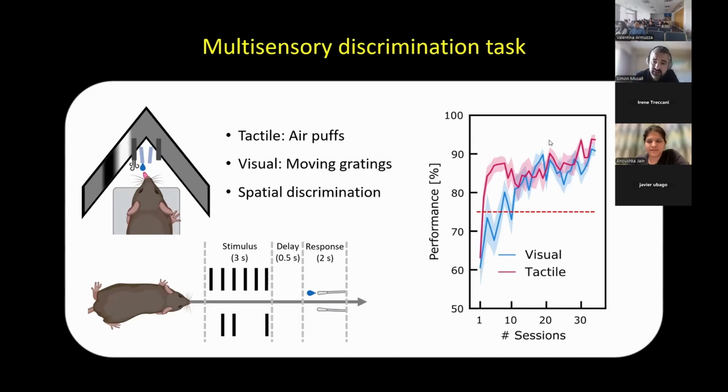And lastly, when we present both modalities together in a coherent way, we see that these multisensory stimuli produce higher performance. What this means is that immediately when you present both stimuli together, the animals are able to leverage the fact that they have more information and improve their behavioral performance.